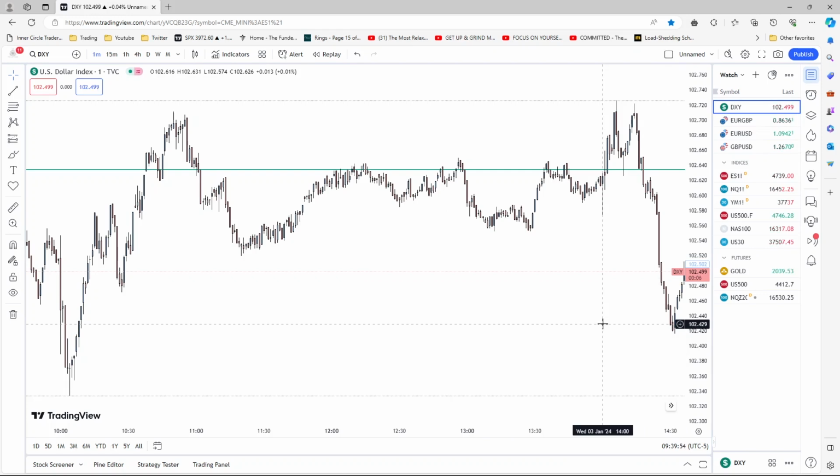Now this kind of touches on the topic that I was talking about when I started the video, and we are going to be talking about external range liquidity to internal range liquidity, as well as internal range liquidity to external range liquidity. To put it in a simpler way, we are going to look at fair value gap to equal low, or equal low to fair value gap.